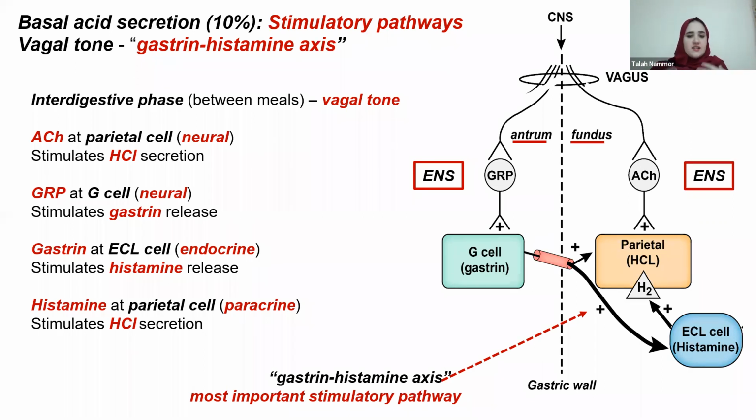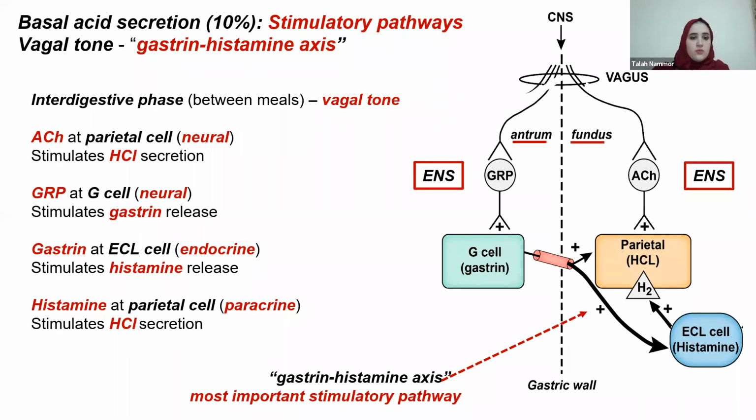I'll tell you when SST works, don't worry. Vagus is like the traffic light system. It just allows this gastrin to release a little bit, and then histamine a little bit. So this will cause the parietal cells to secrete HCl, but in a very minimal amount. So between meals, it's under vagus regulation. So in the interdigestive phase, or between meals, it all depends on the vagal tone. Okay, is this slide clear?